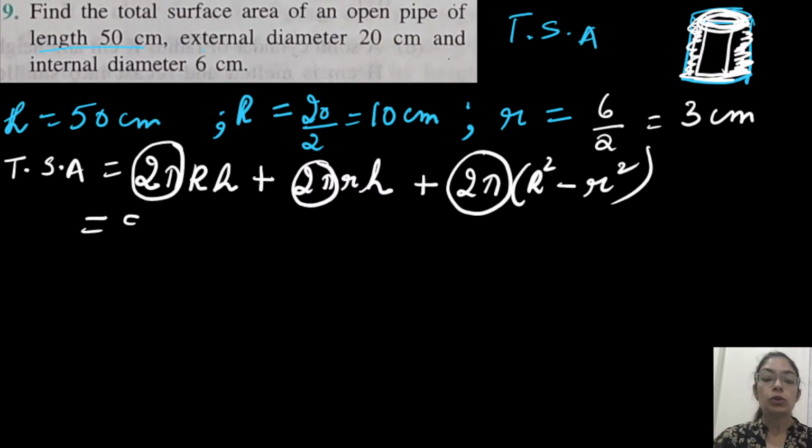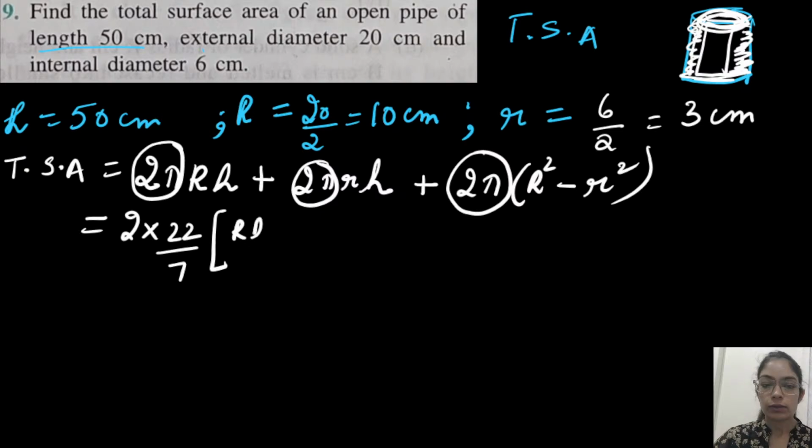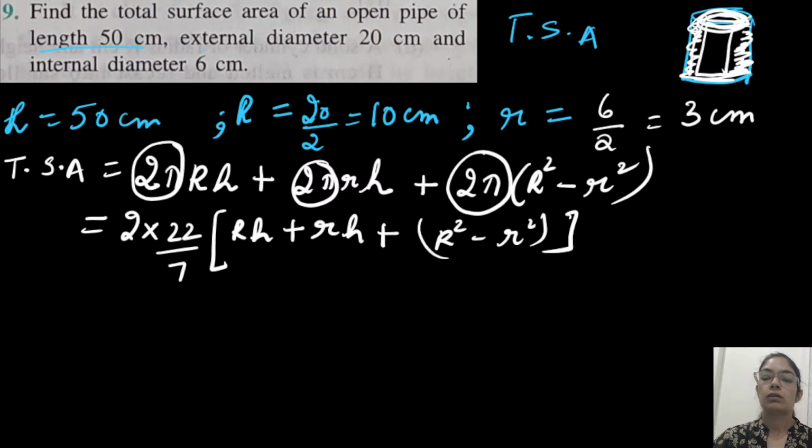Yes. 2 pi, if we are taking it out common, pi's value I can write as 22 by 7. Whatever we are left with, that we can write the values of. First of all I'll just write the remaining things so that there won't be any confusion while you are solving. Now let's substitute the values. So 2 into 22 by 7.